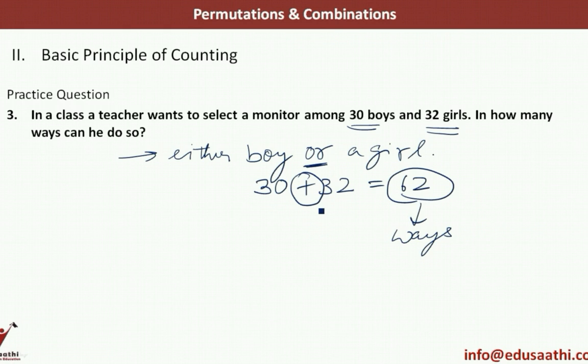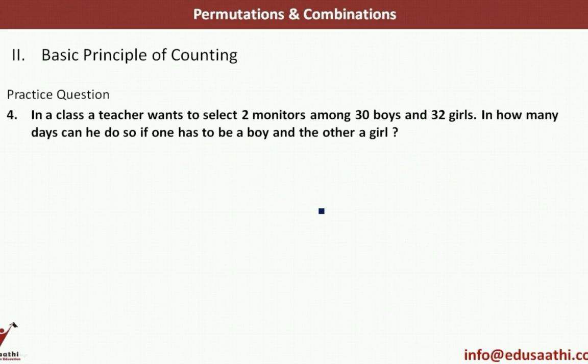Now let's tweak this question a little. That gives us the next question. In a class, a teacher wants to select 2 monitors now. We had a single monitor in the previous case. Now I want 2 monitors among 30 boys and 32 girls. In how many ways can he do so if one has to be a boy and the other one has to be a girl?